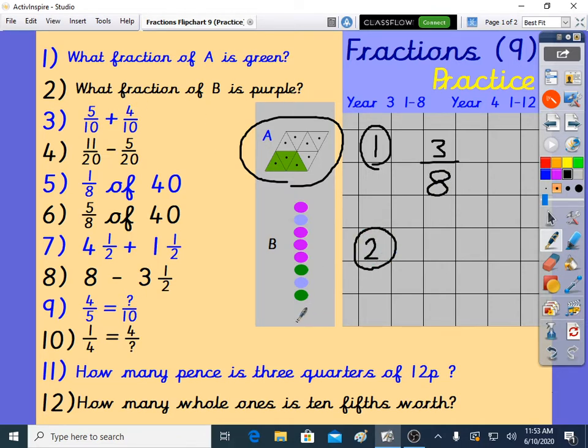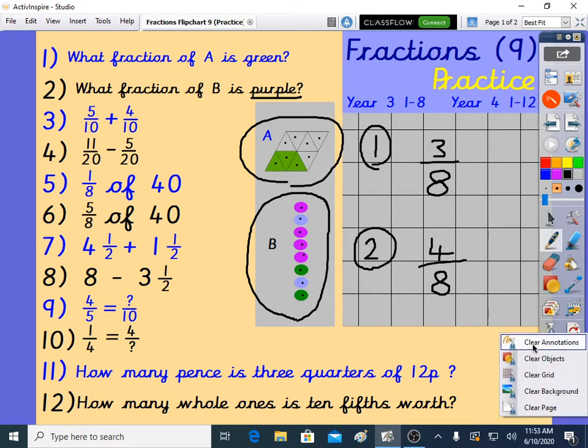Question 2. What fraction of B is purple? This is not exactly a shape, it's a lot of shapes, isn't it? But what fraction of B is purple they want? Okay, 1, 2, 3, 4. Those are the purple parts, 4. And then we need the total number of parts on the bottom. So don't forget the 4 we've already got. 1, 2, 3, 4, 5, 6, 7, 8. 4/8 is purple. Some people might know that 4/8 is the same as 1/2. It's the same size as 1/2 because half of them are purple.